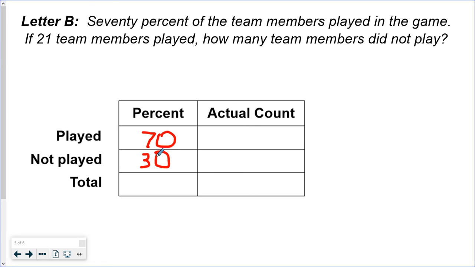So what's going to be the total percentage? It should be 100%. Okay, continue on. It says if 21 members actually played, so here's my played column. I'm going to put 21 here. How many members did not play? I want to figure out this number right there, which means I do not need to know the total number of people that played. This happens to be the column that I don't need this time.